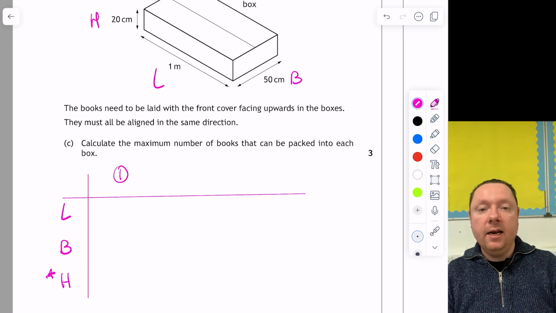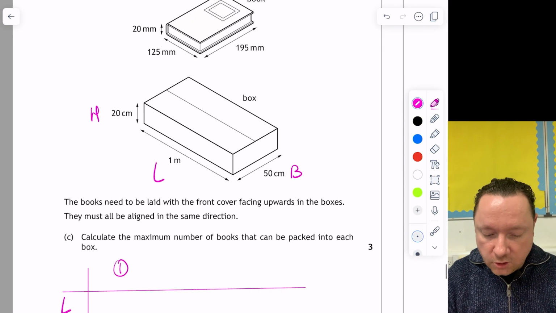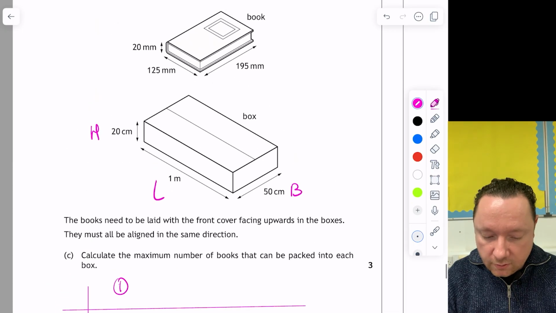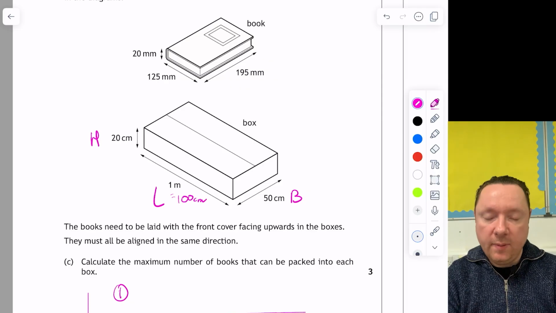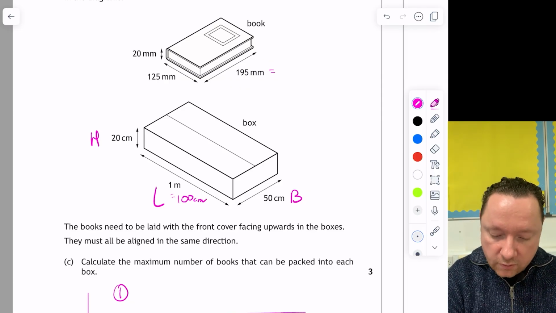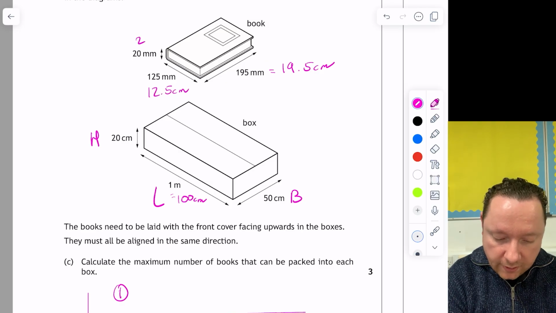And now you just put lengths against lengths. So option 1, now first of all, actually, all the lengths are different. So let's change them all to the same. Let's make them all centimetres. So that's 100. And then there were 10 millimetres in a centimetre. So divide by 10. So that's 19.5 centimetres. That's 12.5 centimetres. And that's 2 centimetres.